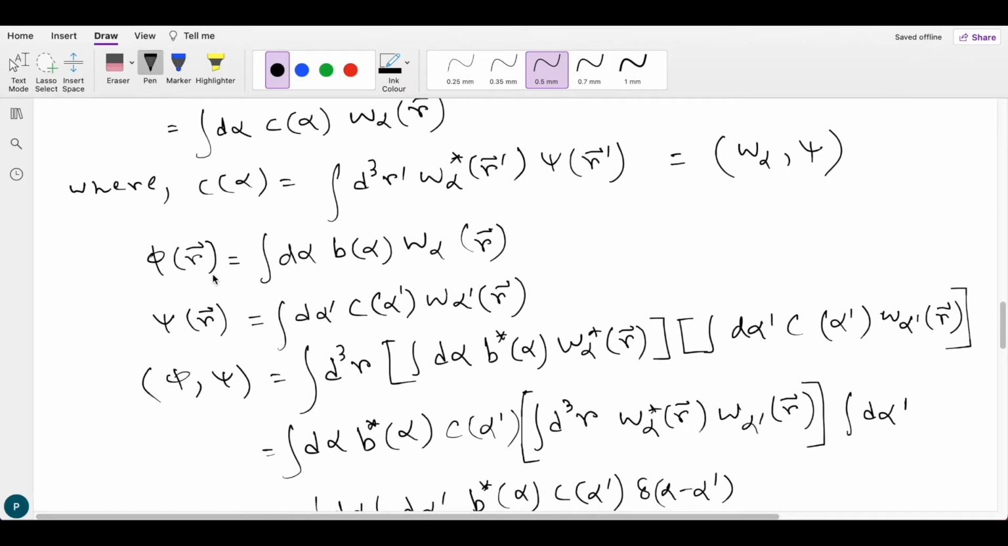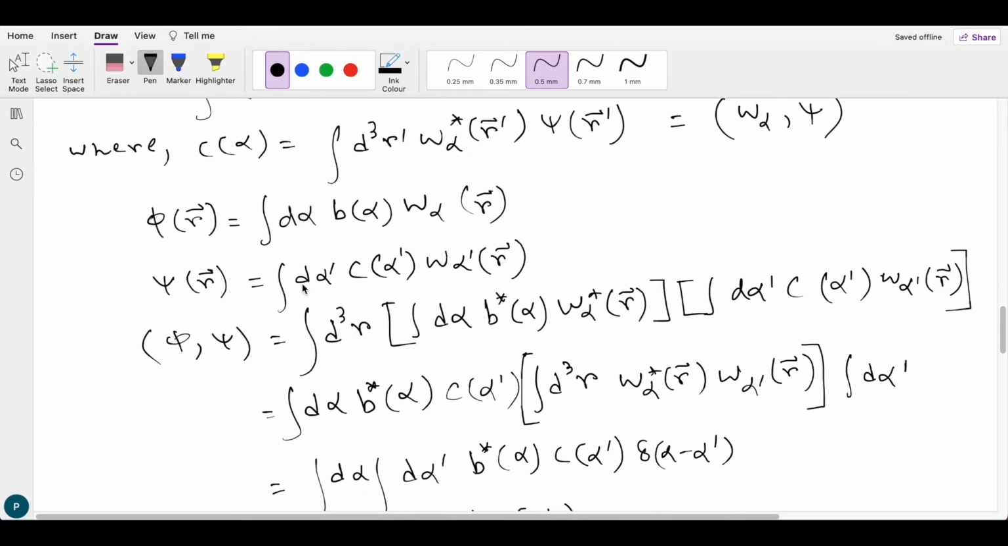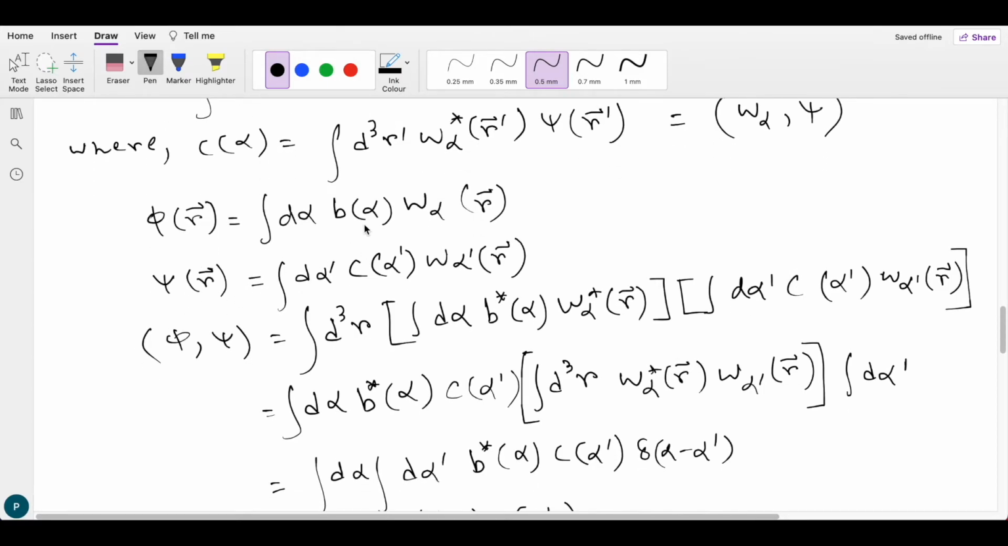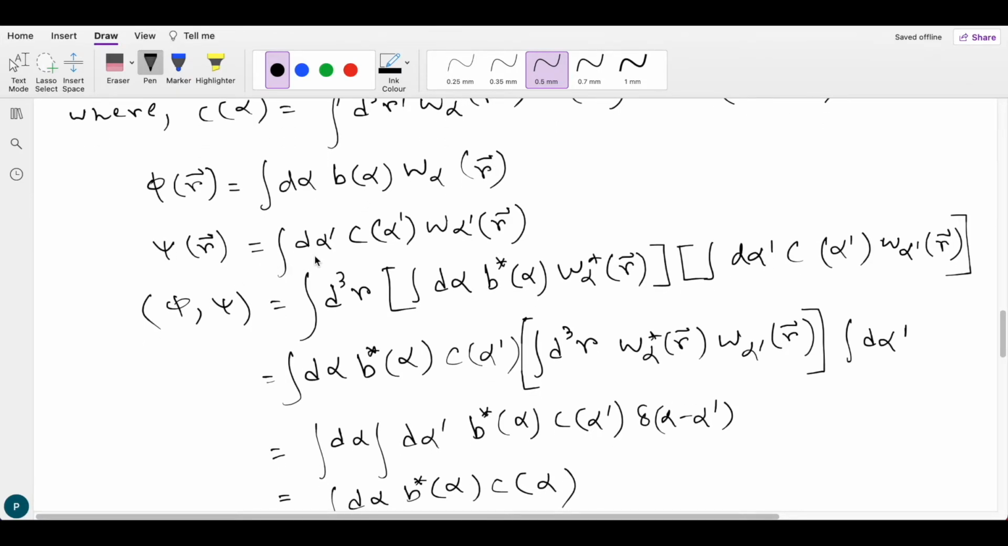Let's say we choose two wave functions and expand them in terms of the continuous basis W. So phi is the integration d alpha B alpha W alpha, and psi is the integration d alpha prime C alpha prime W alpha prime. We are just changing the parameter from alpha to alpha prime to avoid any confusion when we are using both of them inside an integration.